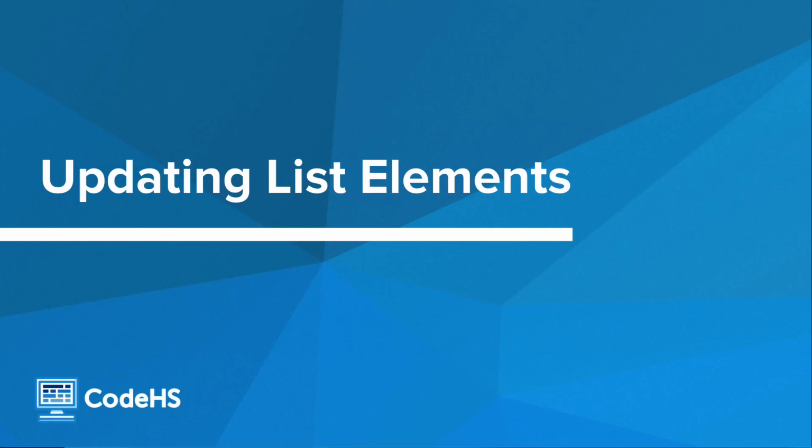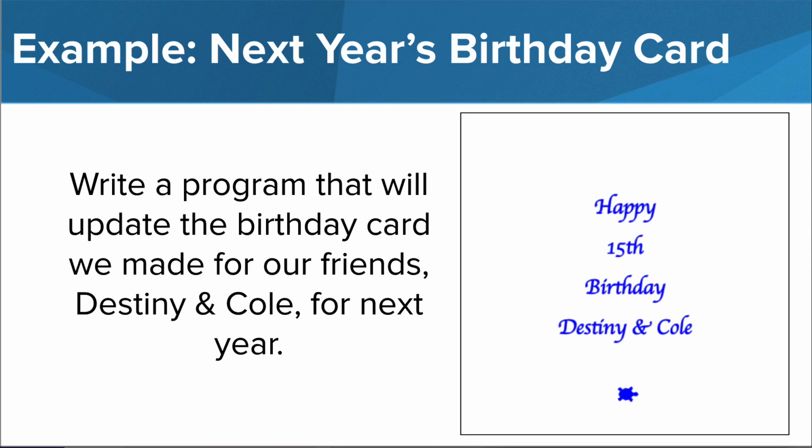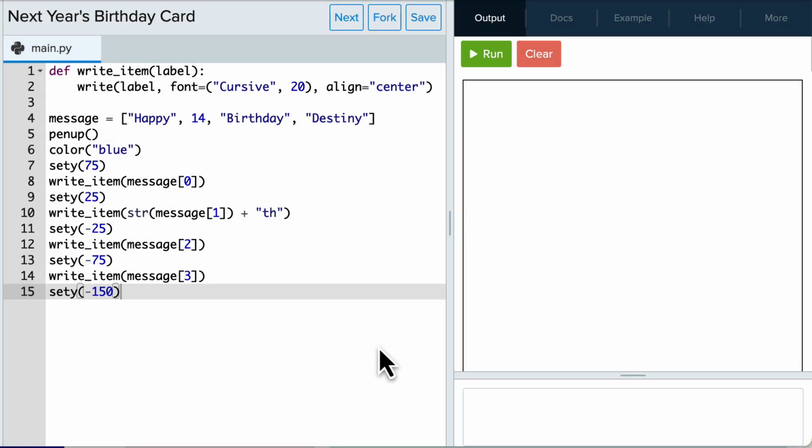Let's take a look at updating items in the code editor. Another year has gone by and our friend Destiny is a year older. We also met another friend, Cole, who has the same birthday as Destiny. We want to make a card for them this year using the card we made last year as a template. Let's head to the editor to see how we can make this happen.